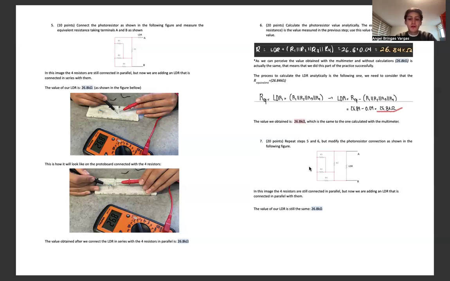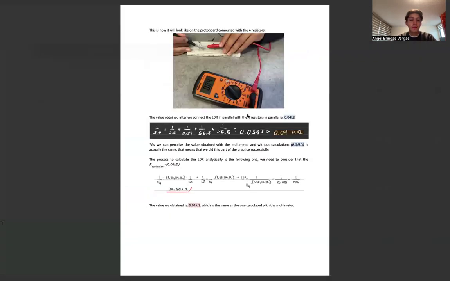And for the last part, we needed to do the same steps, 5 and 6, again, but now we needed to connect the LDR in parallel with all the previous four resistors in parallel. We continued with the same LDR value, 26.8. After measuring it with the multimeter, we got that its value was 0.04. We later proved it analytically by hand, and we got the same value. That's why it was correct.